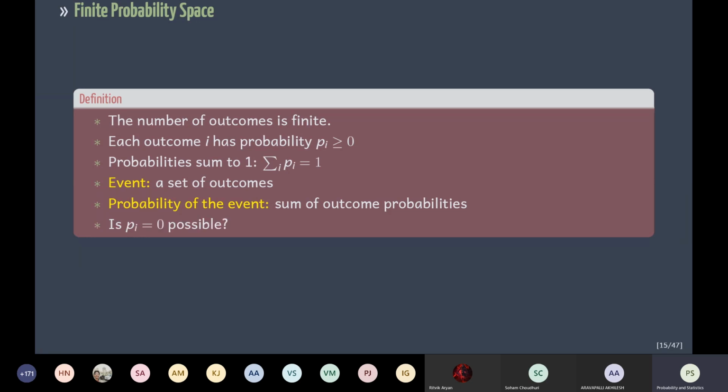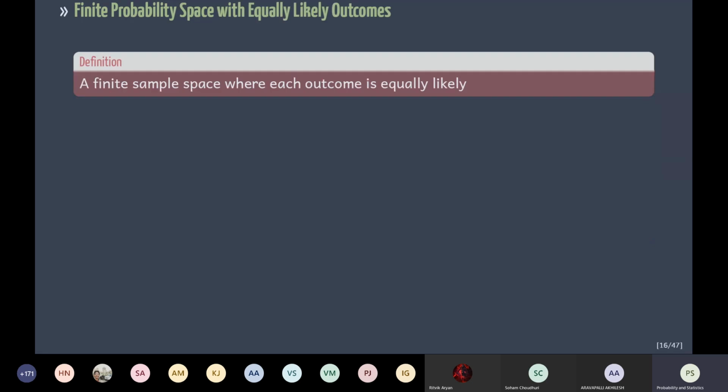Is p_i equal to 0 possible? Is it possible that some outcome may not occur? Well, it is, but why would you consider such an outcome anyway? If the probability is 0, you can exclude it from your sample space. If you are sure that the probability of the ith outcome is 0, then you can always delete it.